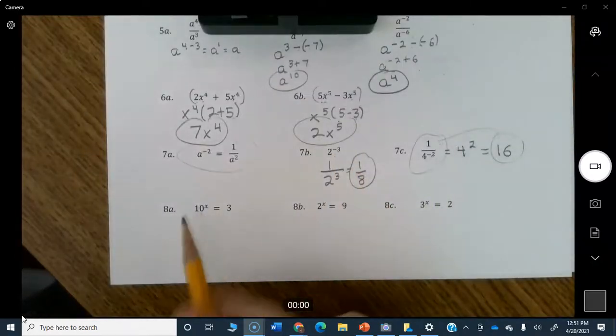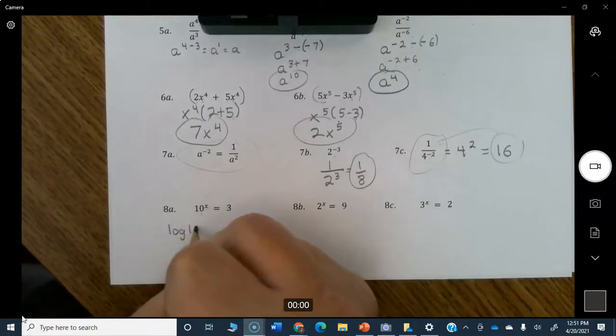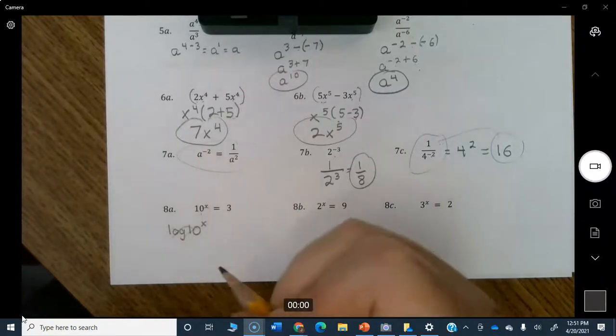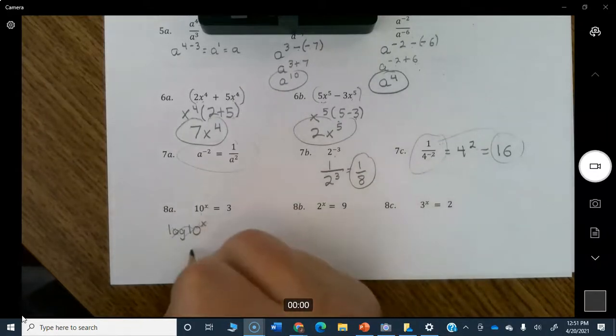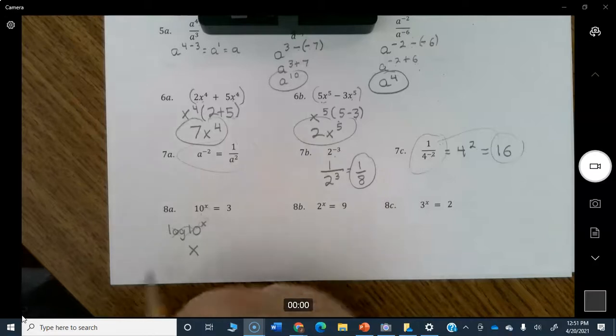We have 10 to the x, so what we can do is take log 10 to the x. Okay? So the log and the 10 are inverses. They reverse each other. And that just leaves you with the x down here. It's not an exponent anymore. It's just a regular variable now.